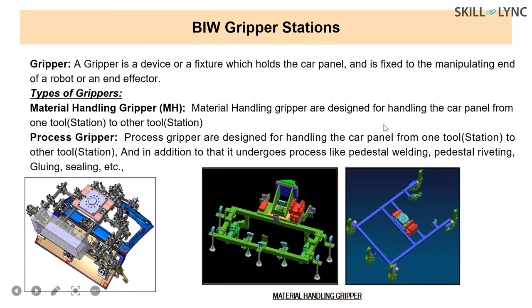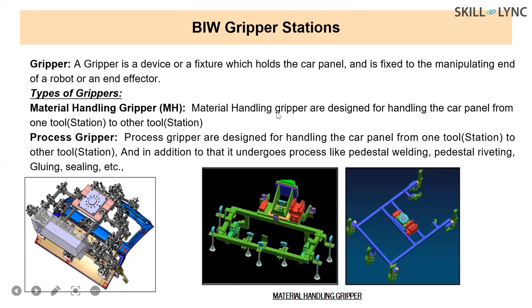One is the material handling gripper. What is a material handling gripper? Consider I have performed an operation and I need to move that particular panel to the other component. What can I use? I can use a material handling gripper, which helps the robotic arm to move the car panel from one station to another station.